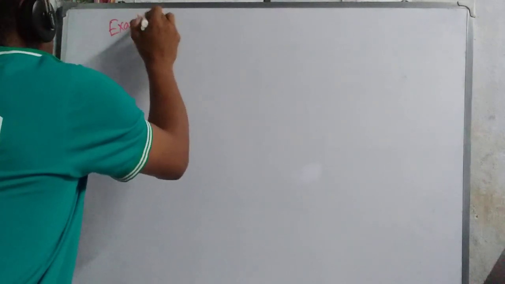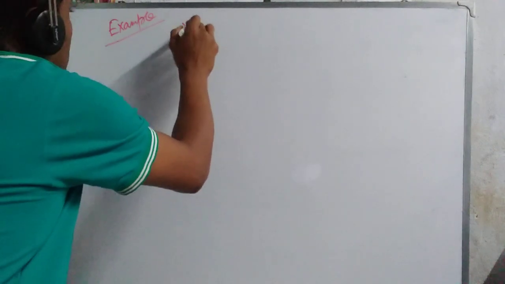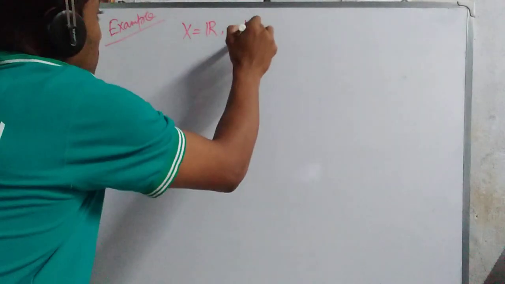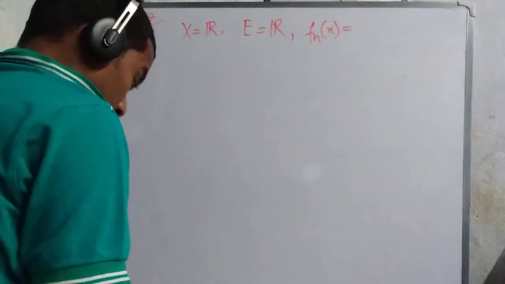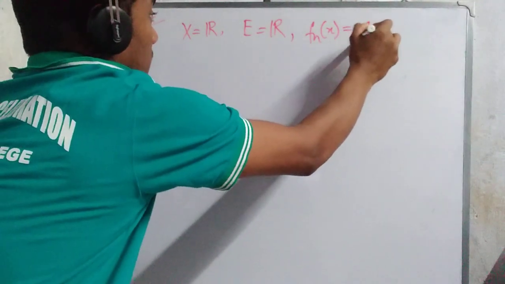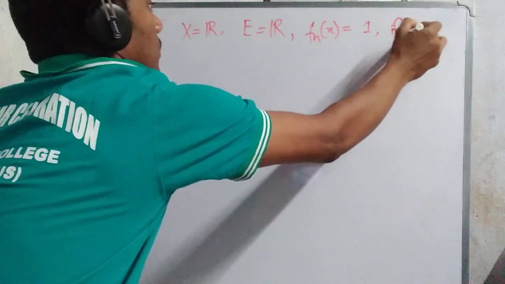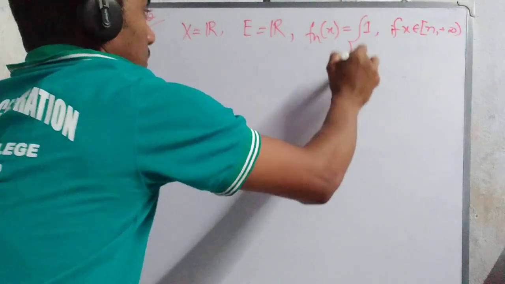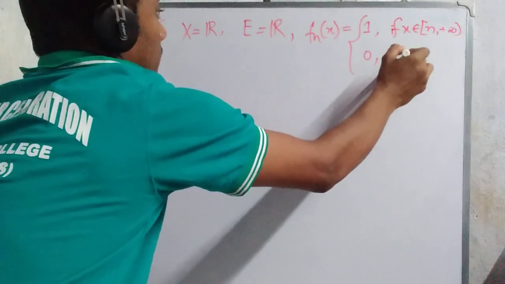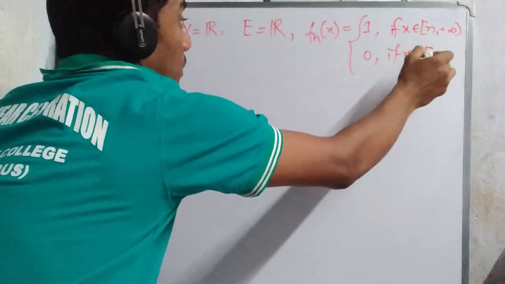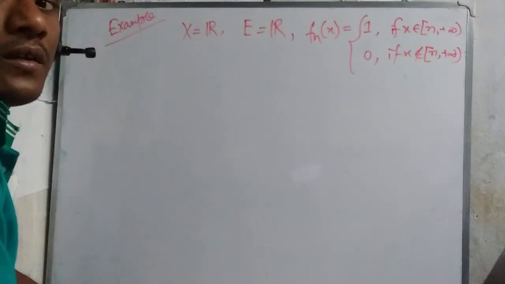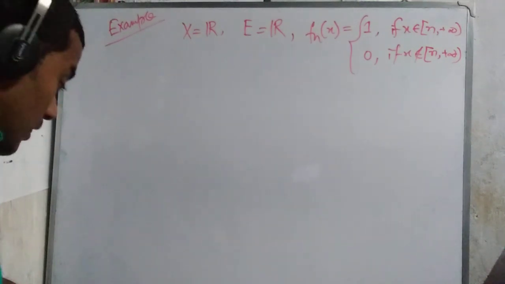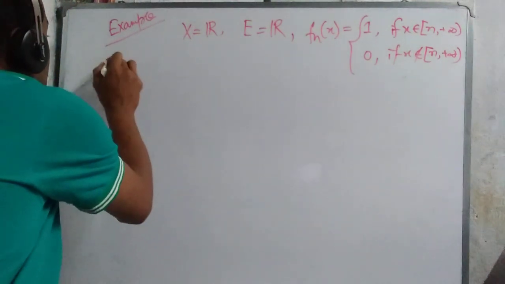So we write here an example. Let X equal R and E equal R, and f_n(x) equals 1 if x belongs to [n, plus infinity), and 0 if x does not belong to [n, plus infinity). Okay, then what happened? Then obviously we write it here.